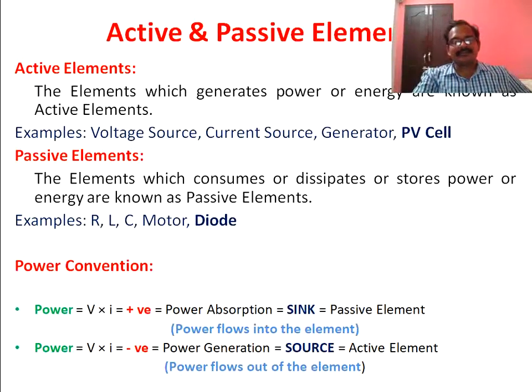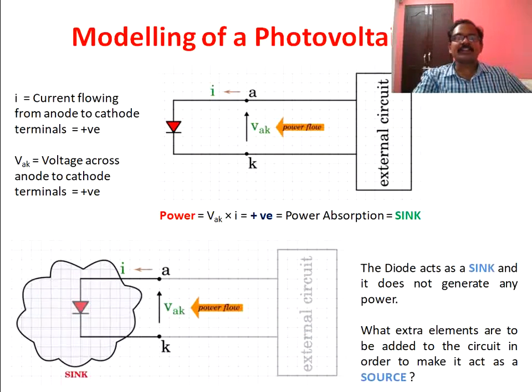Now let's discuss a small thing about the PV cell. We need to talk about modeling of a photovoltaic cell or PV cell. Now it's clear what a PV cell is. It's nothing but a P side and an N side. It's nothing but a PN junction diode.